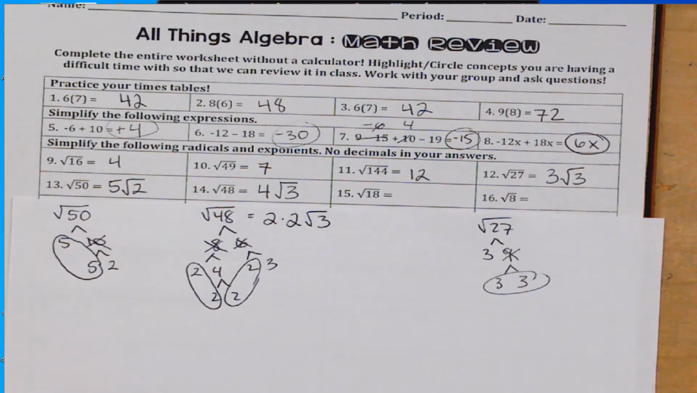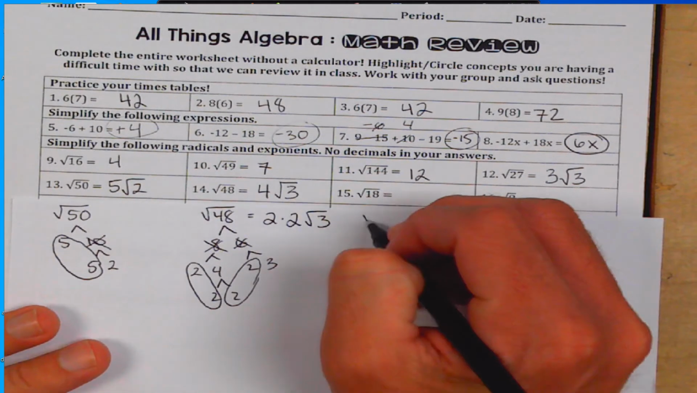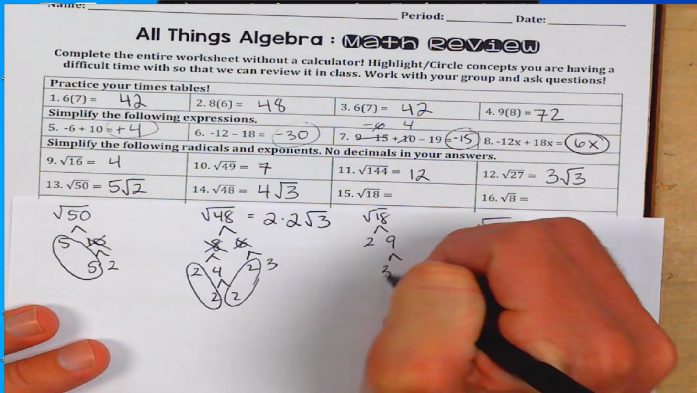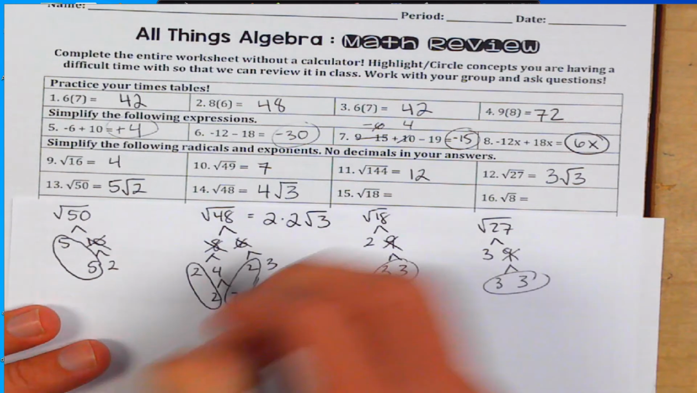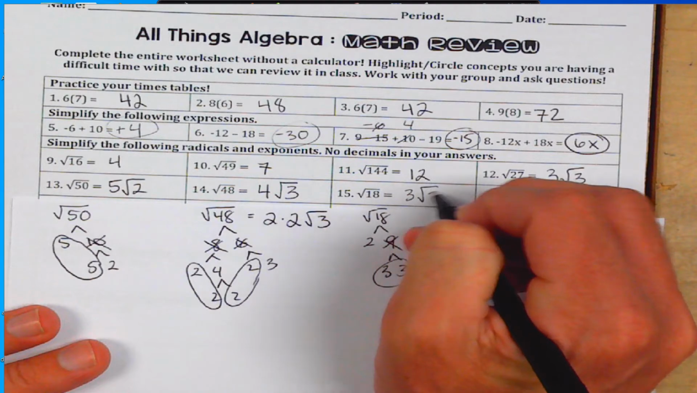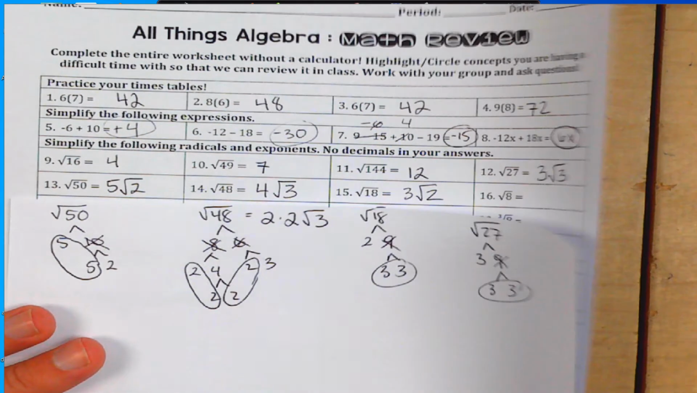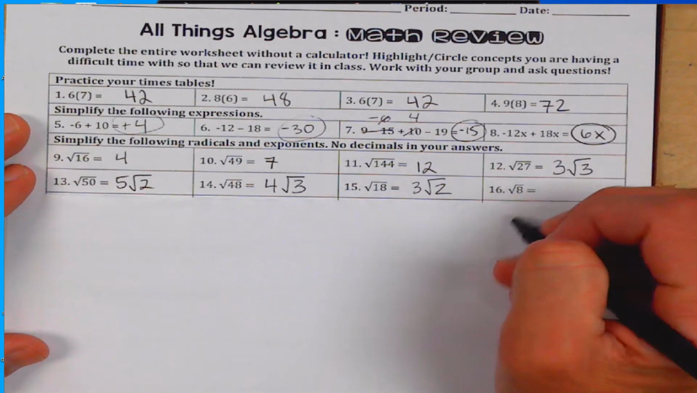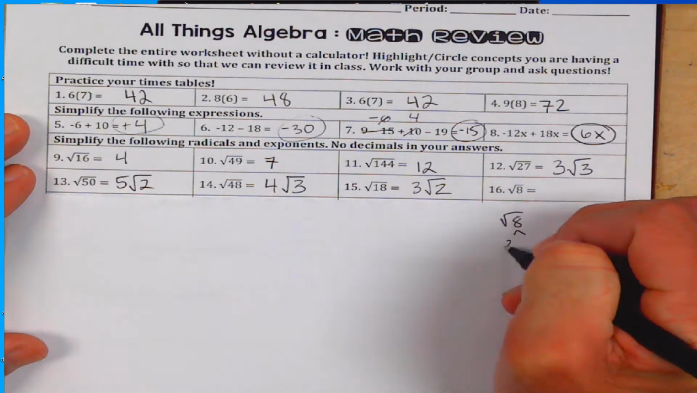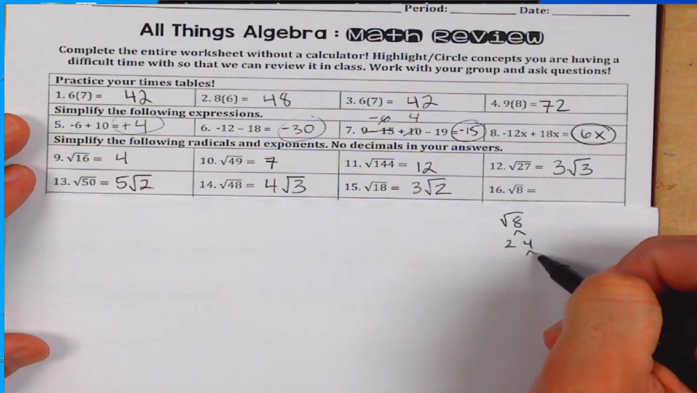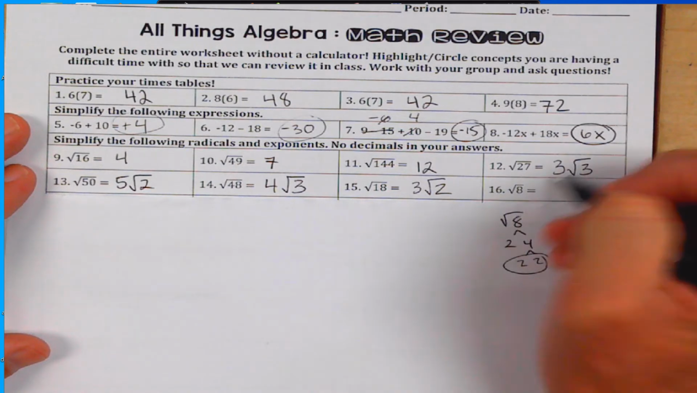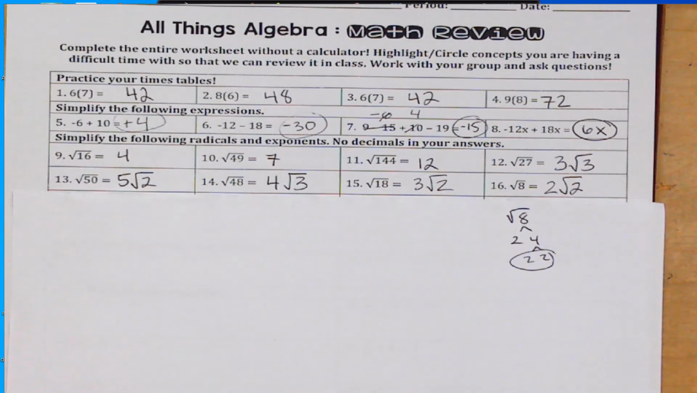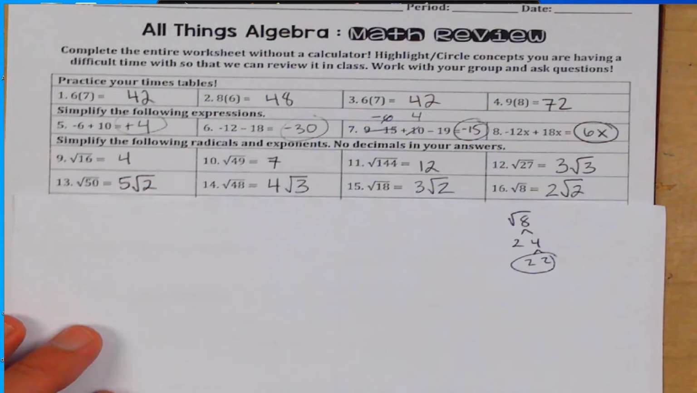Okay. And square root of 18 is 2 times 9, which breaks down to 3 and 3, so we're going to get 3 on the outside, 2 on the inside. And square root of 8 is 2 times 4, and this is 2 times 2, so we got 2 rad 2. That one 2 comes out, that one other 2 is left behind.